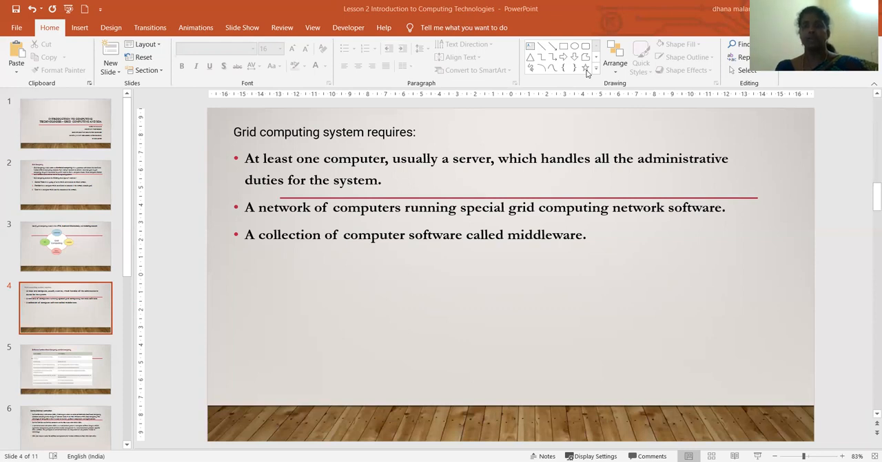The network can be anything from a hardwired system where every computer is connected to the system with physical wires, to an open system where computers connect with each other over the internet. There is also a collection of computer software called middleware. The purpose of middleware is to allow different computers to run a process or application across the entire network of machines. Middleware is the workhorse of the grid computing system.